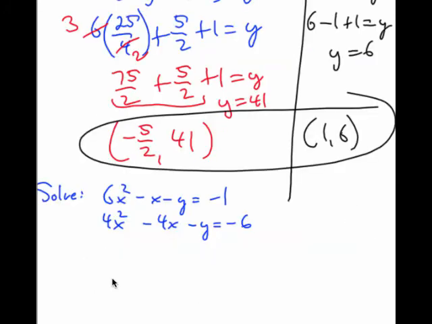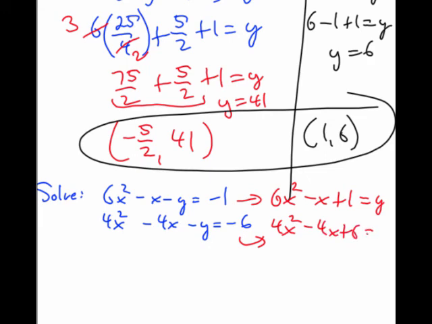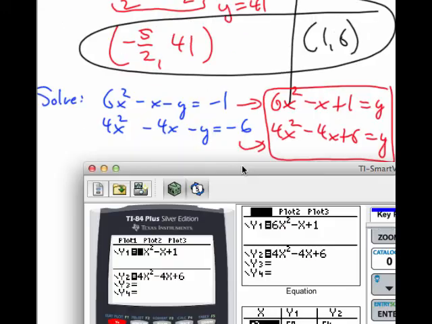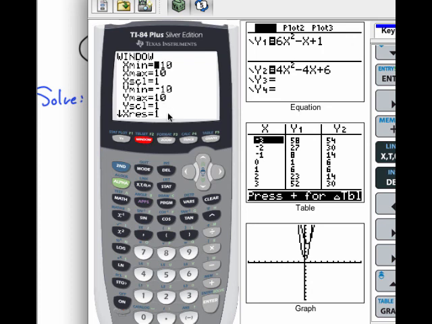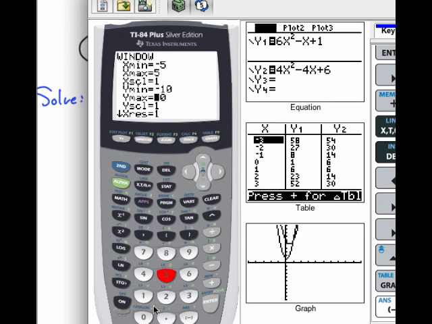And to solve graphically, we need to have y isolated, so this would be 6x squared minus x plus 1 equals y, and this one would be 4x squared minus 4x plus 6 equals y. Alright, so there we have our equations entered. Alright, so there's our graph. Now we need to be able to see higher. And so I'm going to change my window, I'm going to change my x's to be a little lower, negative 5 to 5. And I need my y's higher. So let's go to 50.